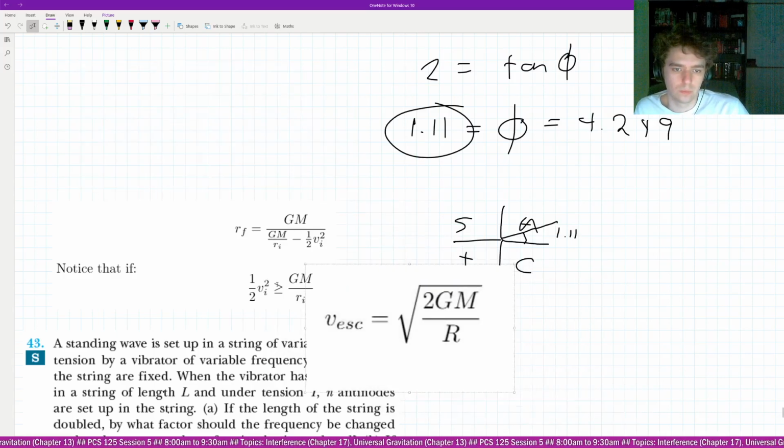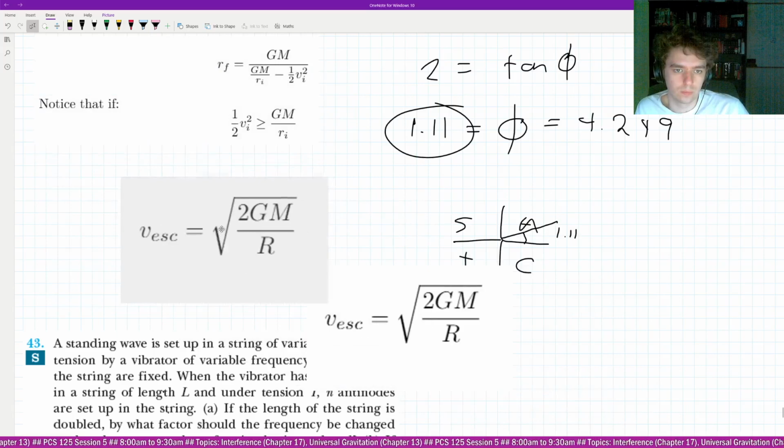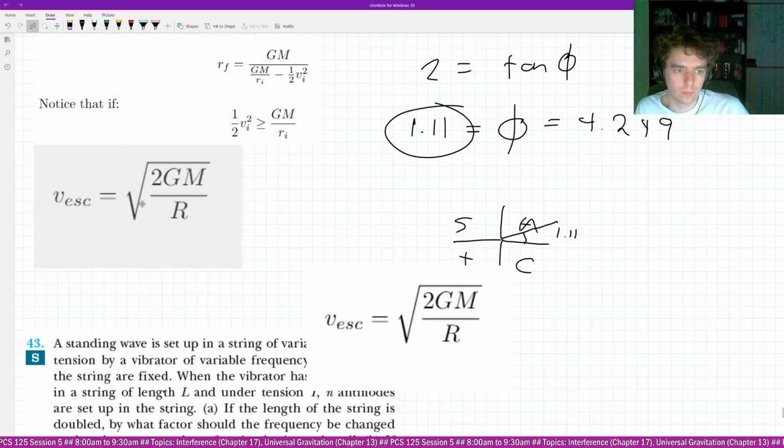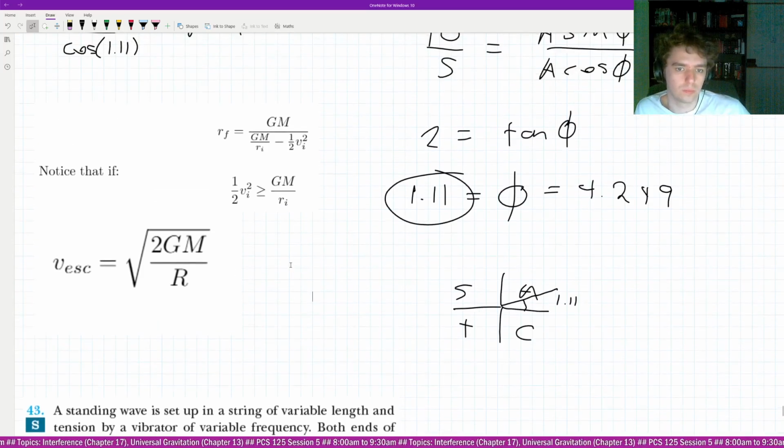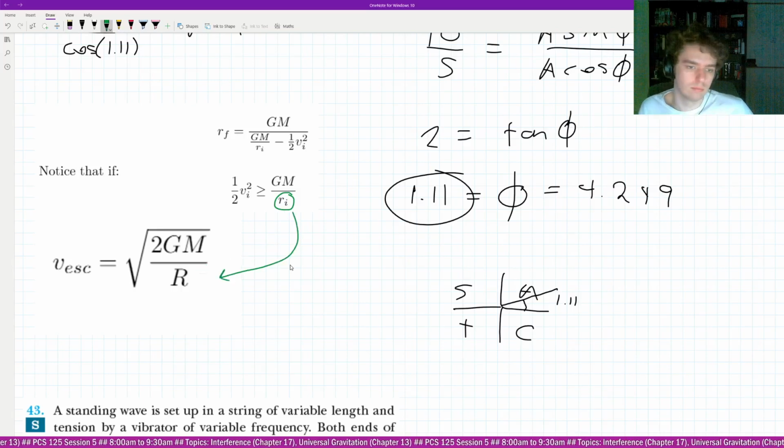Is R the distance from the middle of the Earth to the height at which it's being launched from? Yes. So this R is just its initial launching position. It's RI. Just the initial launching position, whatever. Either from the surface of the Earth or like a mountain. Exactly. Whatever you're launching from.